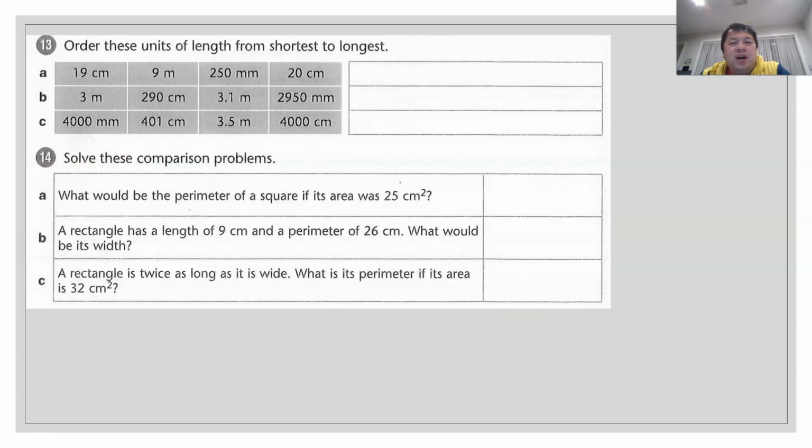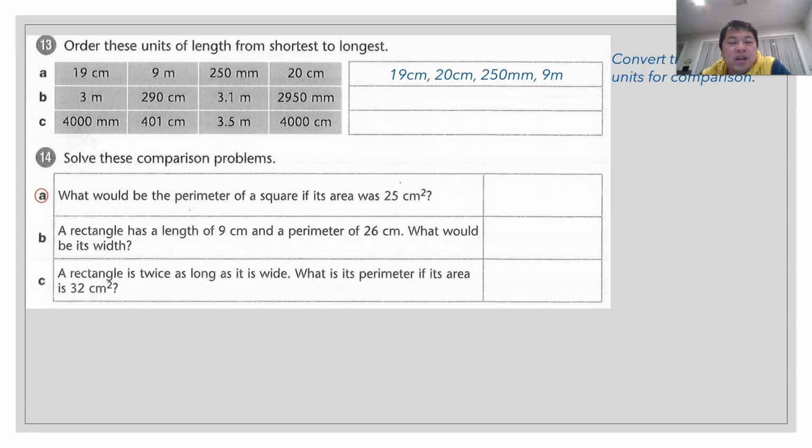After that, for 13, you will need to compare the measurements and arrange them from the shortest to the longest. My advice is, if there are 3 different units, try to use the middle unit as a way to convert, and by doing so you'll be able to distinguish which is the shortest and which is the longest, and then arrange them accordingly.